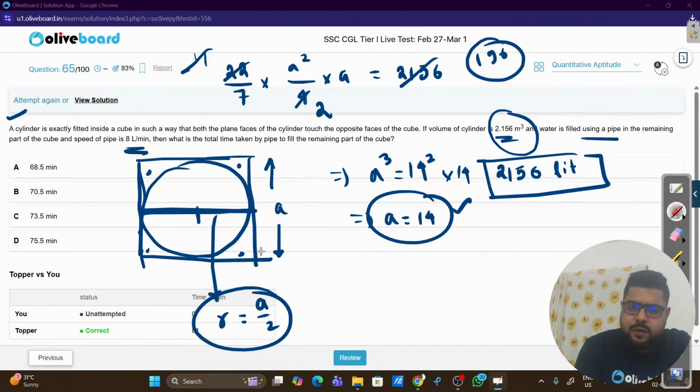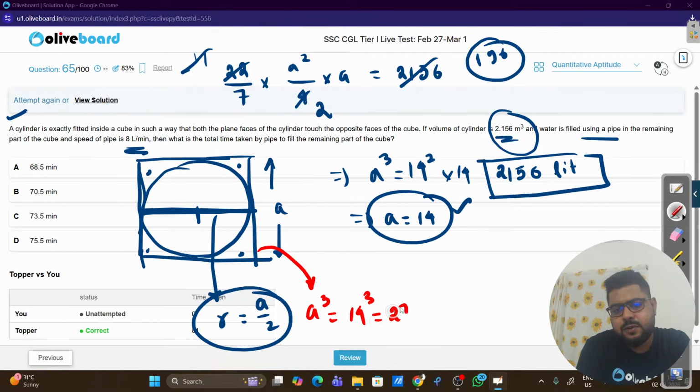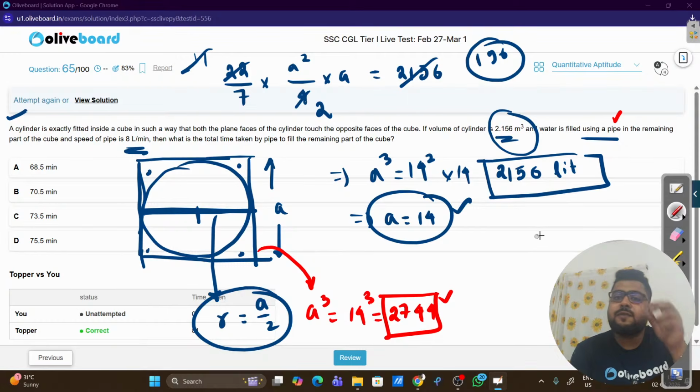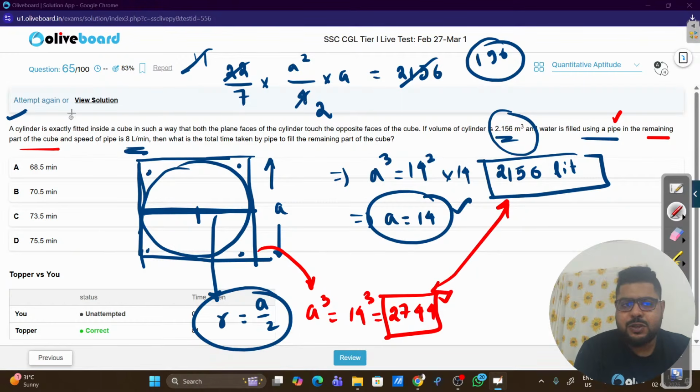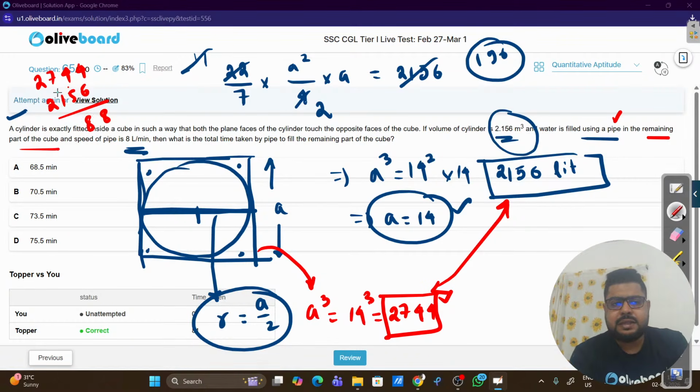Now, what is the volume of this cube? That is a cube, 14 cube, 2744. Now, using a pipe, they are filling water in the remaining part of the cube, which is not part of the cylinder. How much is that? So that will be 2744 minus 2156, which is 588 liters. How much time will it take if the rate is 8 liters a minute?